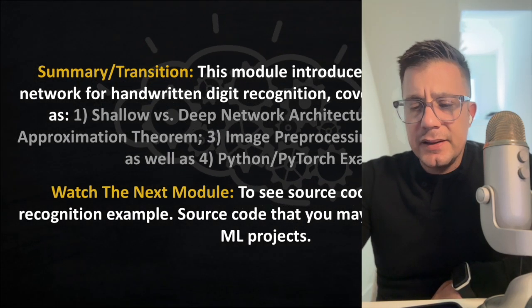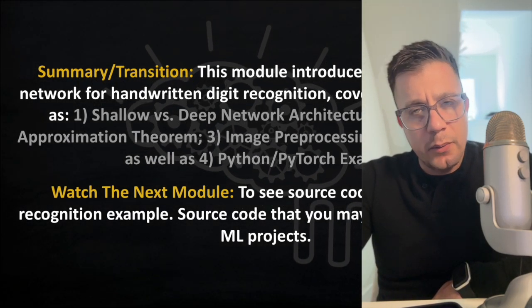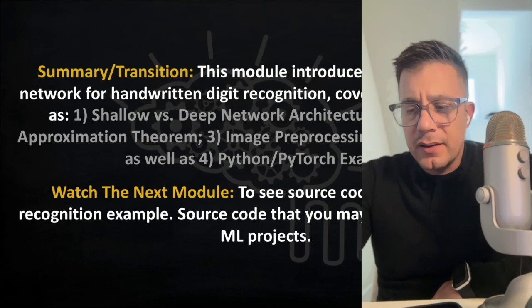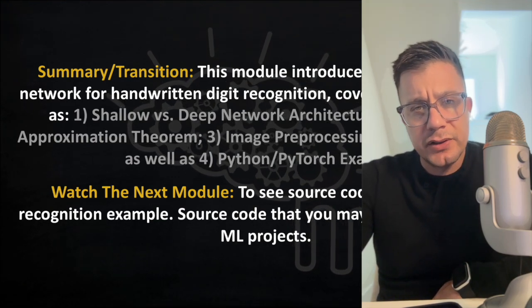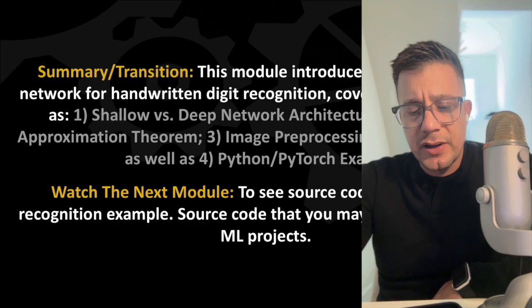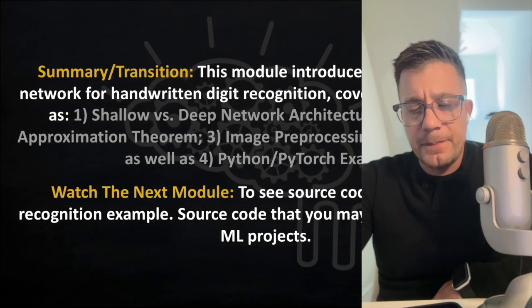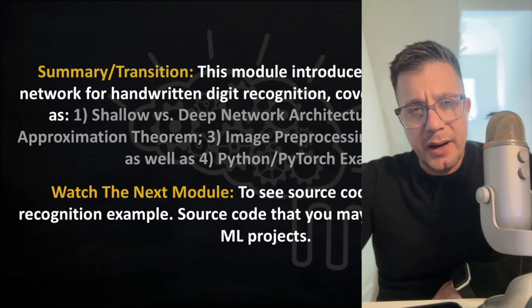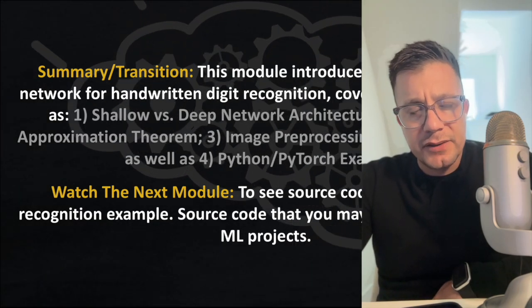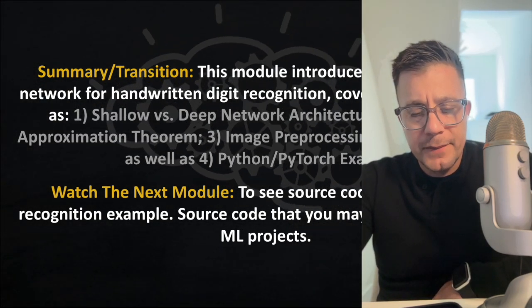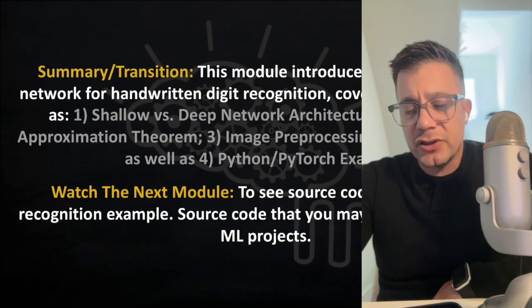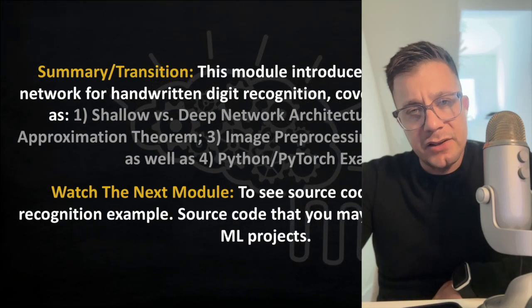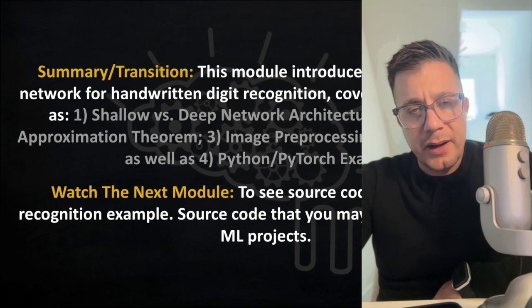In summary, this module introduces a shallow neural network for handwritten digit recognition, covering key topics such as shallow versus deep neural network architectures, the universal approximation theorem, image preprocessing and vectorization, as well as Python and PyTorch examples, continuing our emphasis on hands-on practical work. Now, in the next module, we're going to take a look at this source code for image recognition, and this is source code that you can download and play around with on your own.